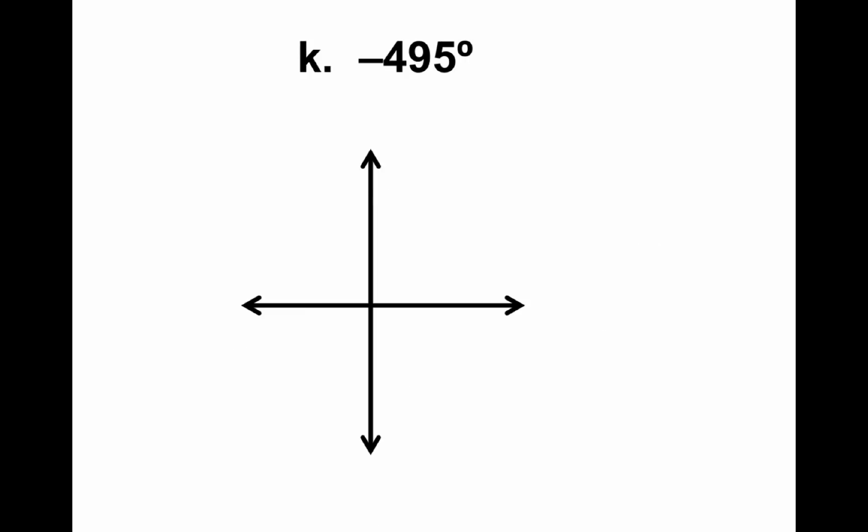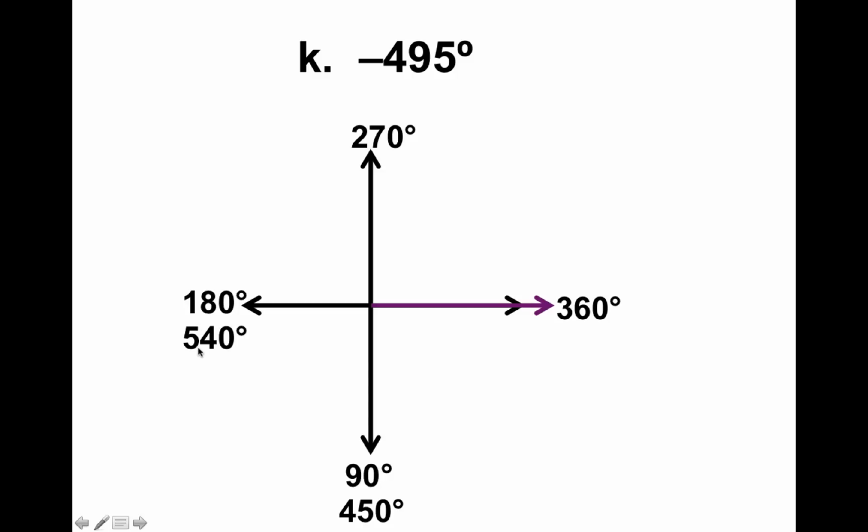Last one, part K, we're going negative 495 degrees. In the negative direction, that would be 90, 180, 270, 360. Notice I have to keep going. So if I add another 90 to 360, that's going to put me at 450. Notice that's still not enough. If you go another 90, that would put you at 540. Notice that's too far. So it's between 450 and 540.